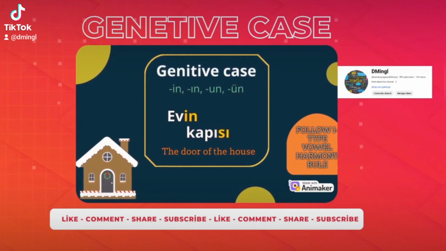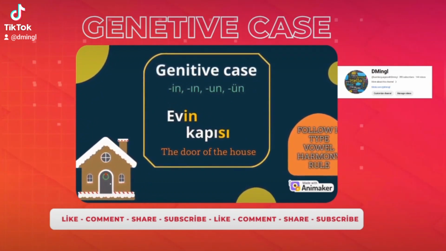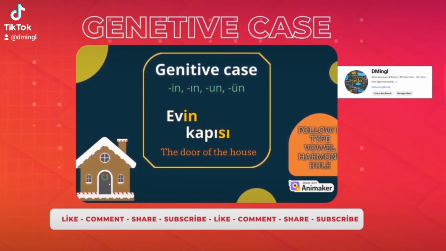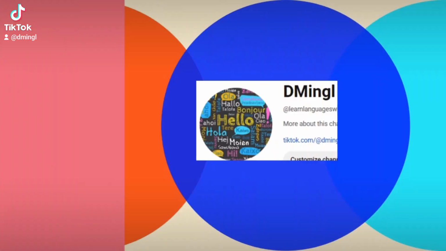If the noun ends with a consonant, the first n in the ending is dropped. So we only add the suffixes in, ın, un, or ün. For instance, evin kapısı.